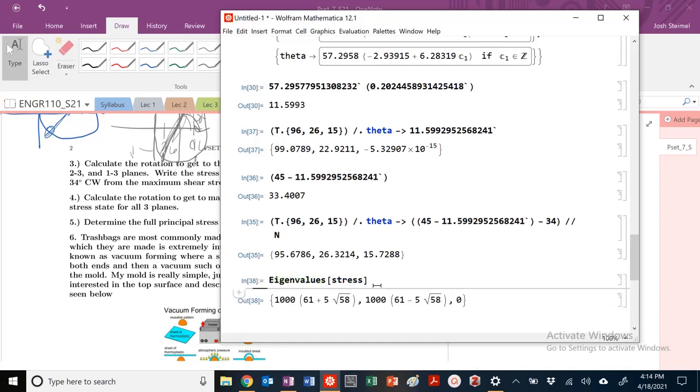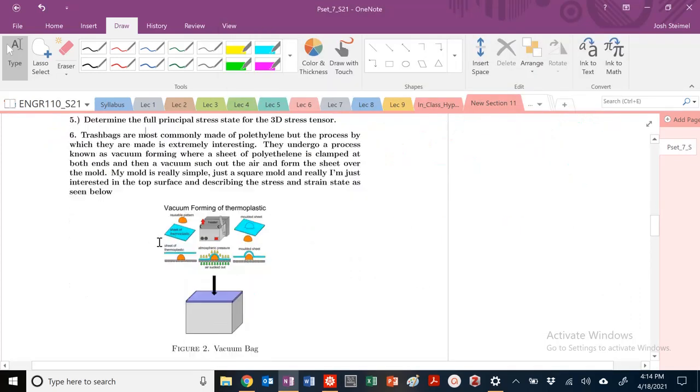But I could do the exact same eigenvalues of stress. I could look at this numerically. And what do you know? We get essentially the same values. These all need to be multiplied out, since they are in kilopascals, but this is just for illustration purposes. But yeah, same exact values. There you go. All right.